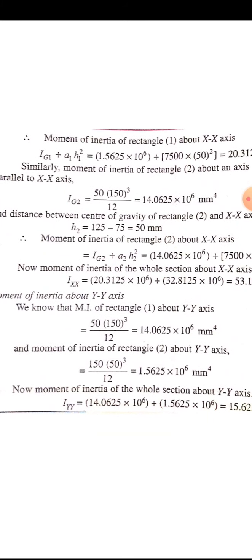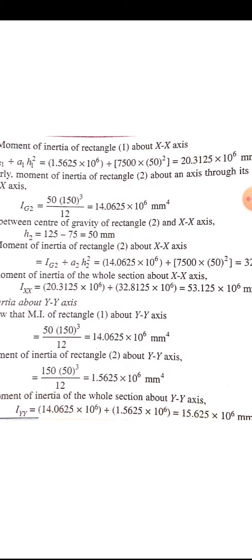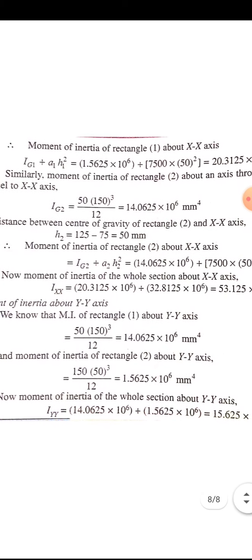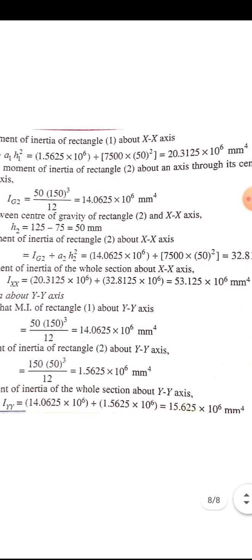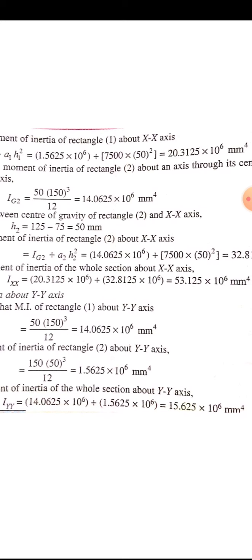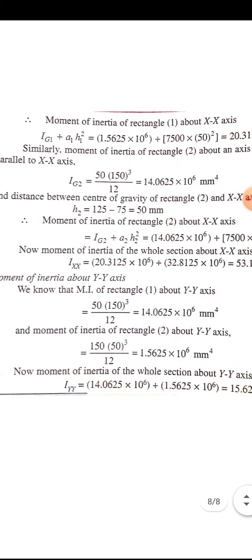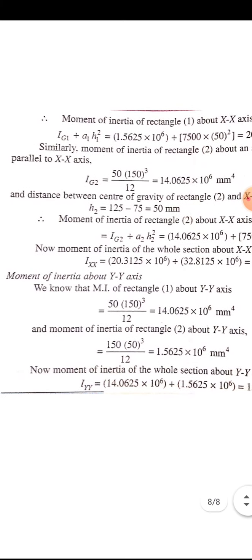Now the moment of inertia of the whole section about x axis, Ixx equal to the sum of rectangular 1 and rectangular 2. Okay, Ixx, that is the total for the whole section about x axis, equal to moment of inertia of rectangular 1 plus moment of inertia of rectangular 2, which comes to 53.125 into 10⁶ mm to the power 4. We have found the moment of inertia about x axis. Okay, look at the x axis once more, just revise it.